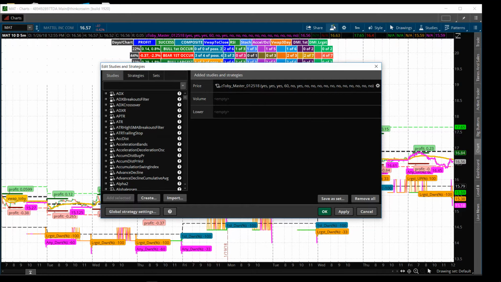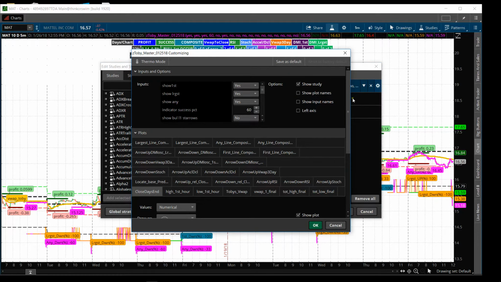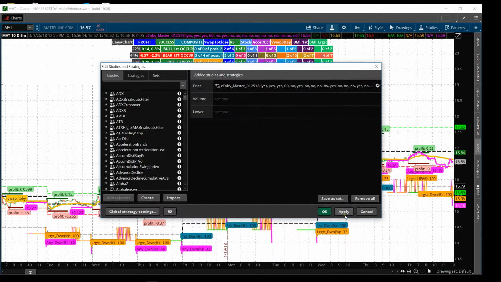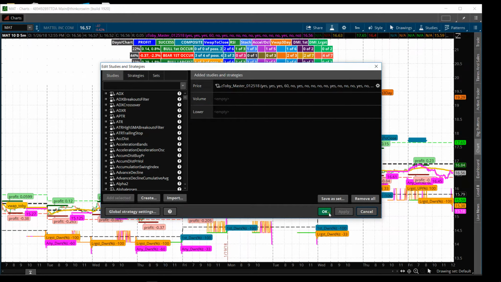Click on the beaker flask, and now the setting wheel, which is on all your apps on your cell phones. And we go over here, and we're going to scroll down until we see the VWAP indicators. There's a VWAP indicator. Show VWAP to close. Yes. And here's the other one. Show VWAP 3-day arrows. Yes. So now we've customized it. Click OK. Apply. OK.